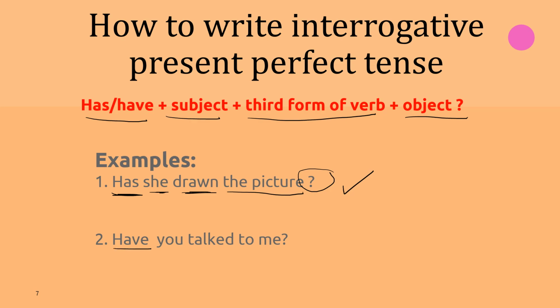Have you. Now we add have with the subject you. So, have you talked to me. Talked is the third form of the verb talk. So, have you talked to me, and then the question mark. This sentence is in the question form. I hope it is clear. Now moving forward.